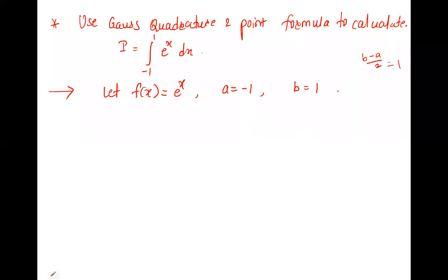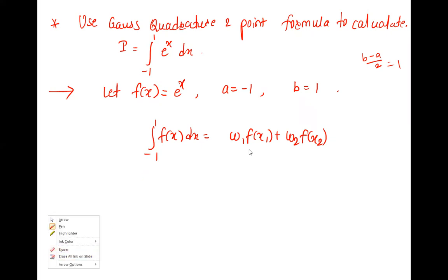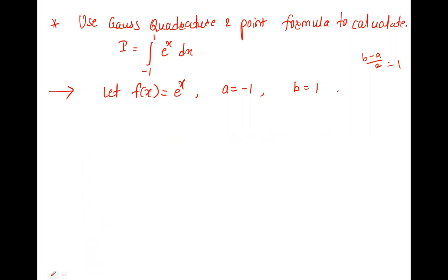So that's why integration minus 1 to 1 f of x dx becomes w1 f of x1 plus w2 f of x2 for 2 point, and for 3 point plus w3 f of x3. This can be asked in MCQ. This formula is also correct if the limits are minus 1 to 1, because the value of this is becoming 1. Okay, so yes, we got AB.